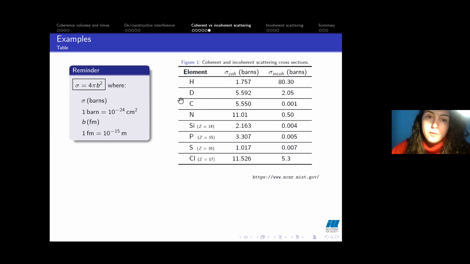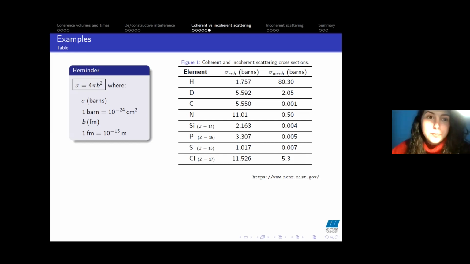And also, something that I wanted to point out as well is that, for example, these elements right here have a very similar atomic number. However, the coherent scattering cross sections are very different, which wouldn't be the same with other kinds of radiation than neutrons. So what I want to say with this is that neutrons allow you to actually distinguish between these similar elements. So this is why neutrons are so useful in some cases.